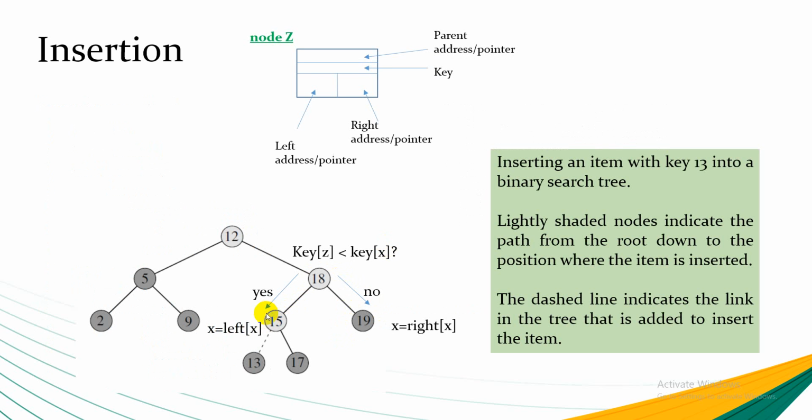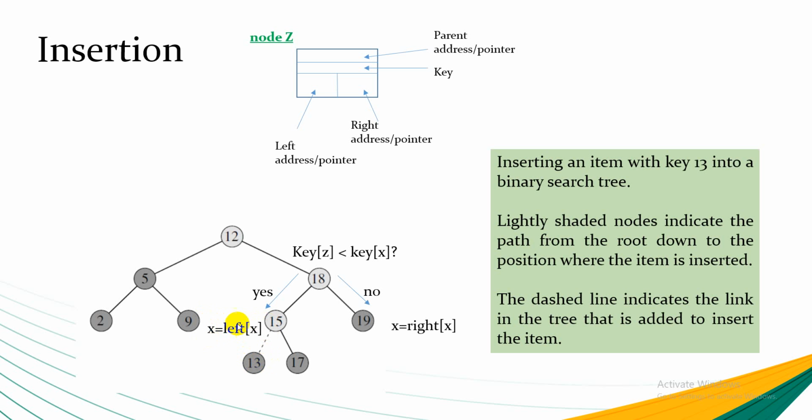And similarly, 13 here, when we are at 15, we just check if key of Z, which is 13, is less than or equal to key of X. The answer is yes. Then X will be equal to left of X. And we keep continuing until we find that X is equal to null.